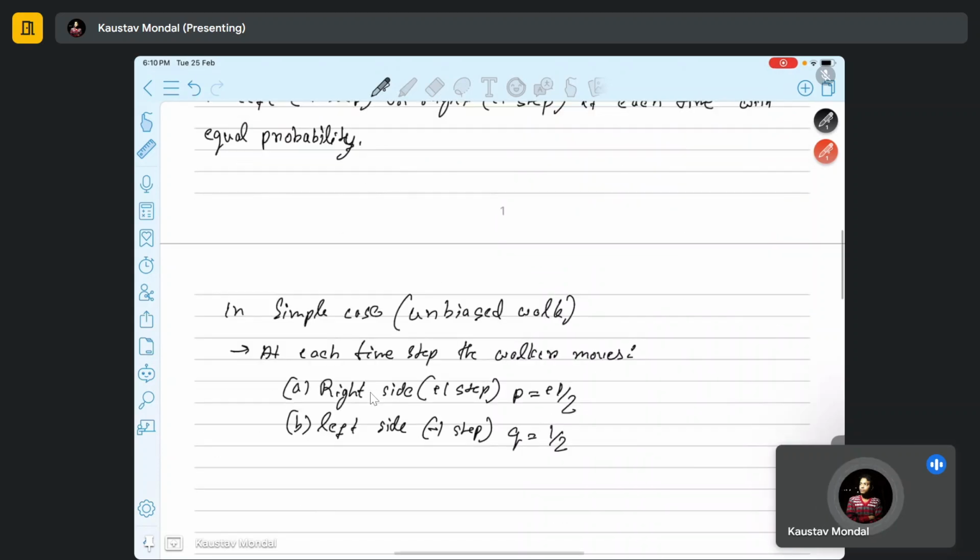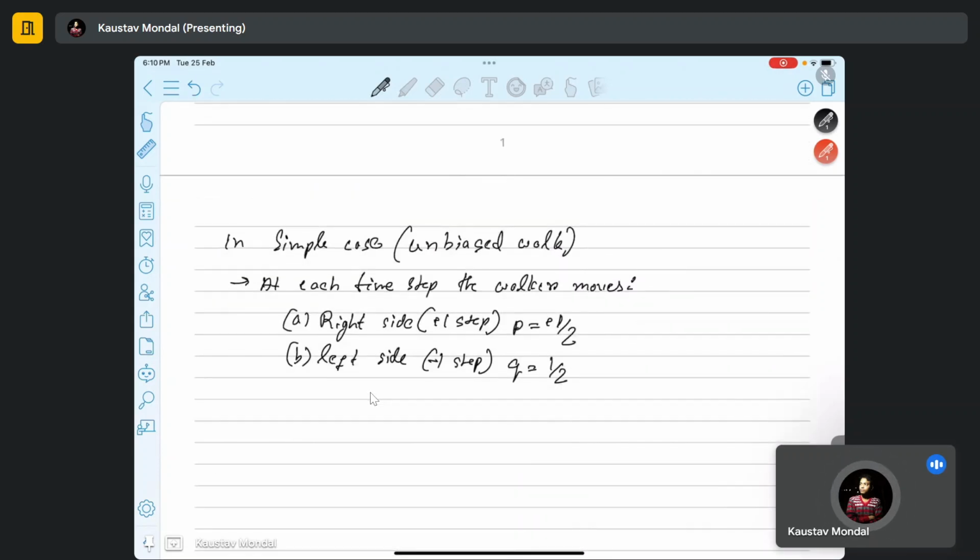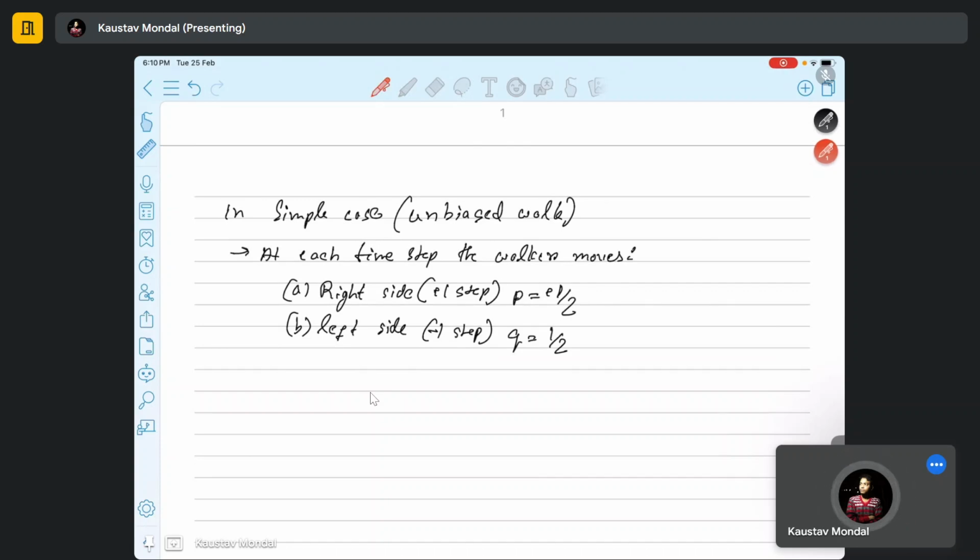If there were 4 directions, that means it has become a 2D random walk. In that case, the probability of moving in each direction will be 1/4, 1/4, 1/4, and 1/4, so that the total probability becomes 1. But since it's a 1D problem, moving each side, the probability has a value of half. So this is the probability P and Q. With moving right side, P equal to half, and left side the probability Q is half. That is, for the unbiased problem, they are equal to each other.